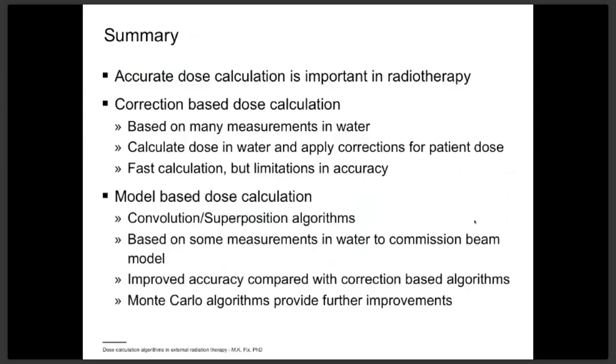On the other hand, model-based dose calculations such as convolution superposition algorithms intrinsically calculate the dose in the patient representation, use a beam model to directly determine the monitor units out of the beam intensities, and thus improve the accuracy compared with correction-based algorithms. The Monte Carlo algorithms provide further improvements, of which we will see some in the next webinar.